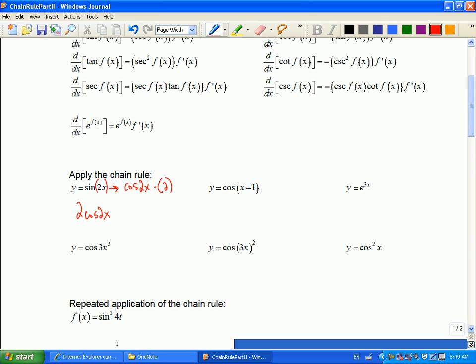So the answer to this one would be 2 cosine 2x. So the next one, if I was to work on that, would be negative sine x minus 1. And the inside derivative, so the derivative of x minus 1, that's just going to be 1. So I have negative sine x minus 1.